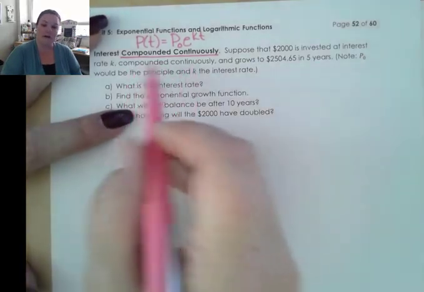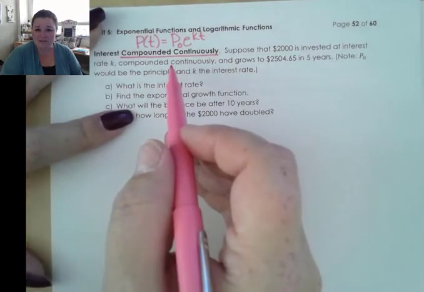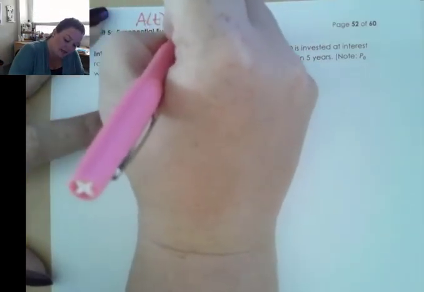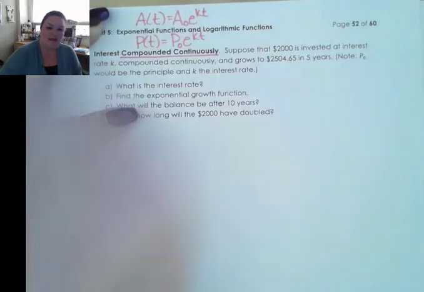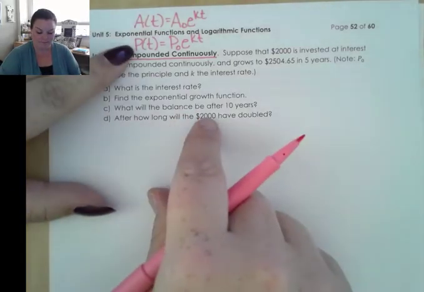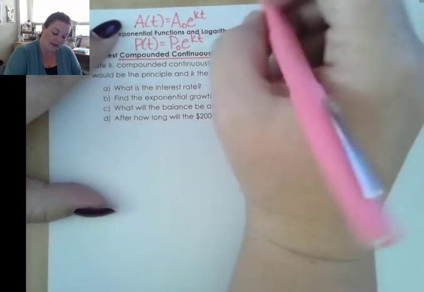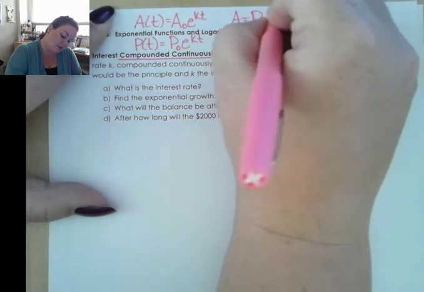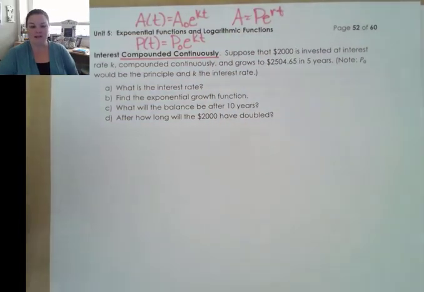When we talk about money, sometimes they'll use an A because they're talking about the amount. So if you see this written as A of t equals A naught e to the kt, it's the same formula, just sometimes they use A's instead of P's. Or sometimes they'll even write it without the function notation. They'll just say A equals Pe to the rt. All of these are exactly the same.